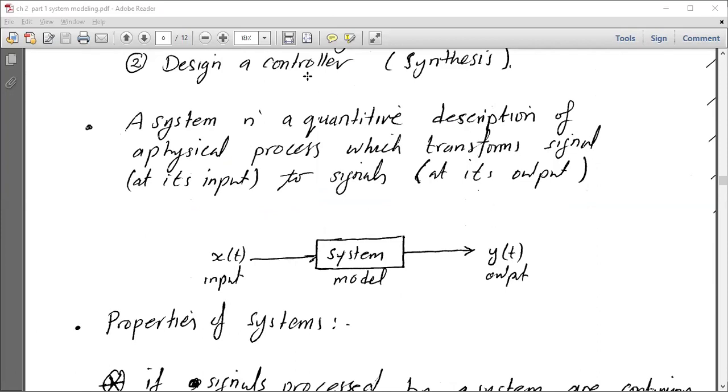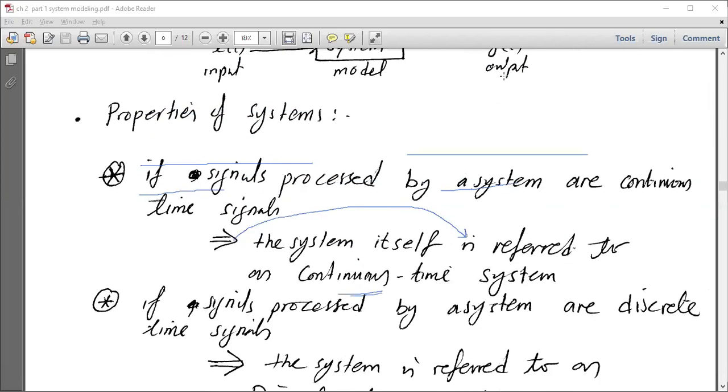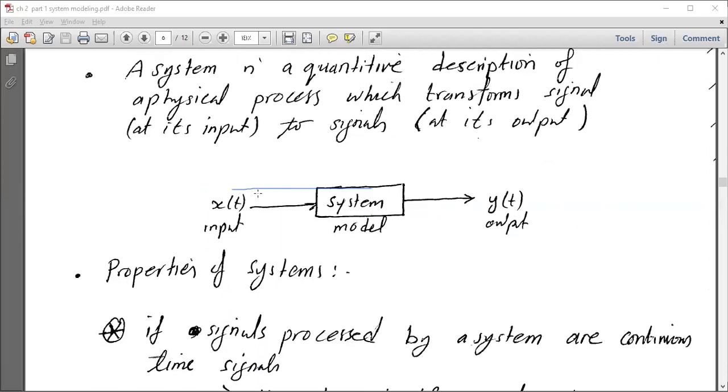The definition of a system is a quantitative description of a physical process, which transforms signals at its input to signals at its output. So the system transforms the input to the output. Let's see the properties of the system. The first property: if the input signal and the output signal processed by this system are discrete or continuous signals.